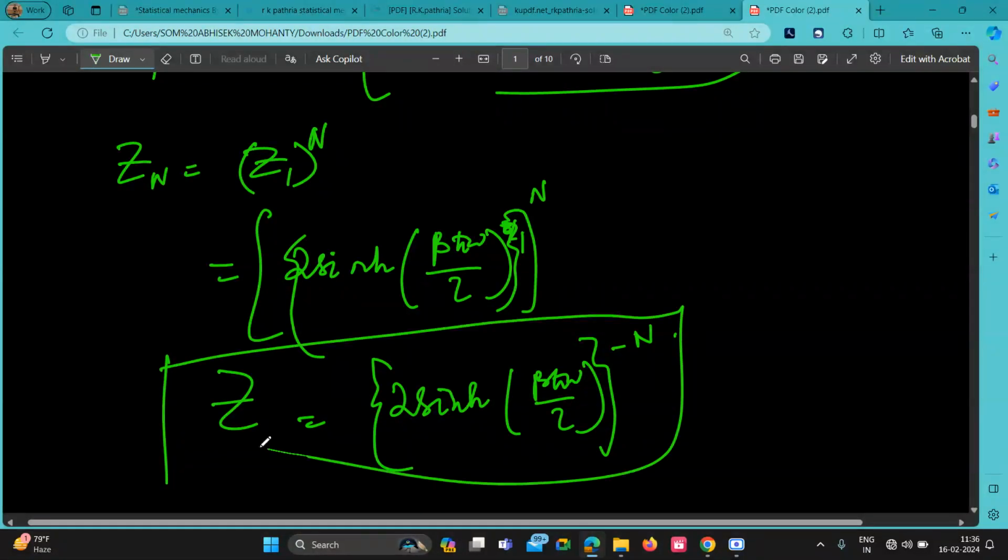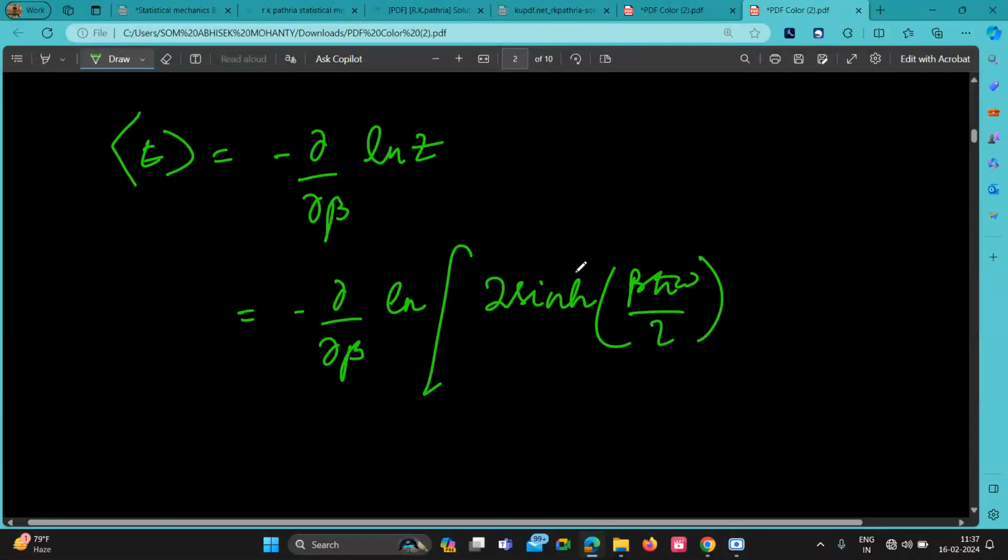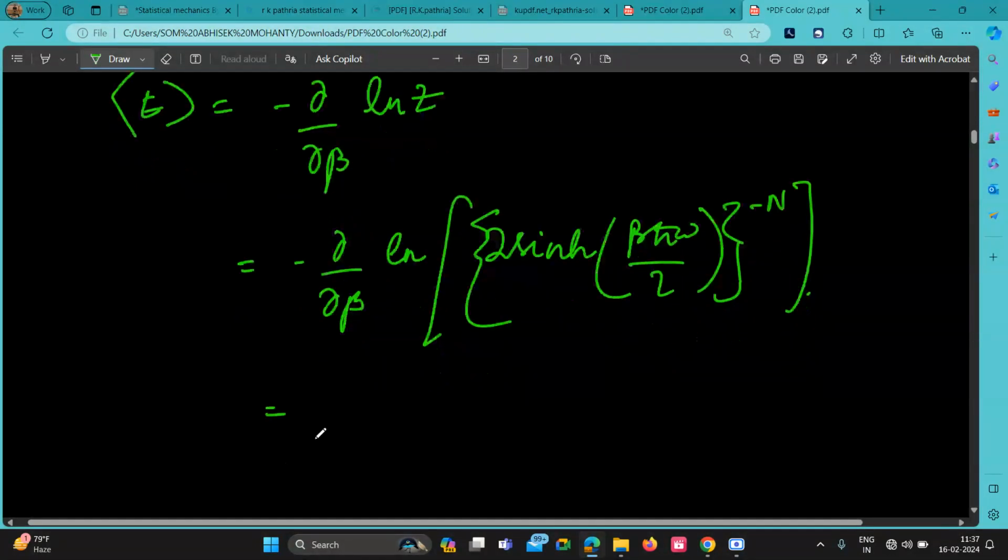So this is your partition function. From here we can calculate what? Internal energy or average energy. Average energy will be minus del by del beta of ln z. So let's put it in: minus del by del beta of ln z, where Z is what we just calculated, 2 sinh(beta h squared omega by 2) to the power minus n. Okay, so it's ln, so minus n will go out, giving plus n del by del beta of ln 2 sinh(beta h squared omega by 2).